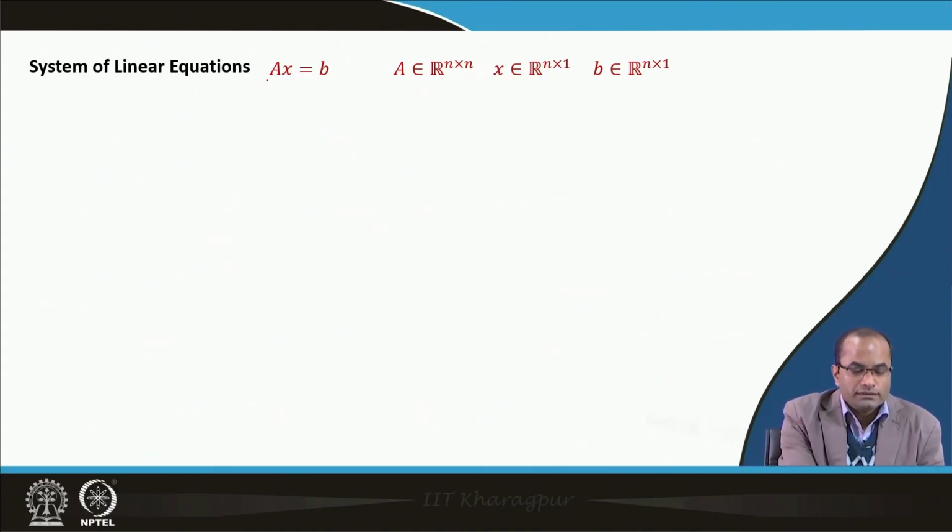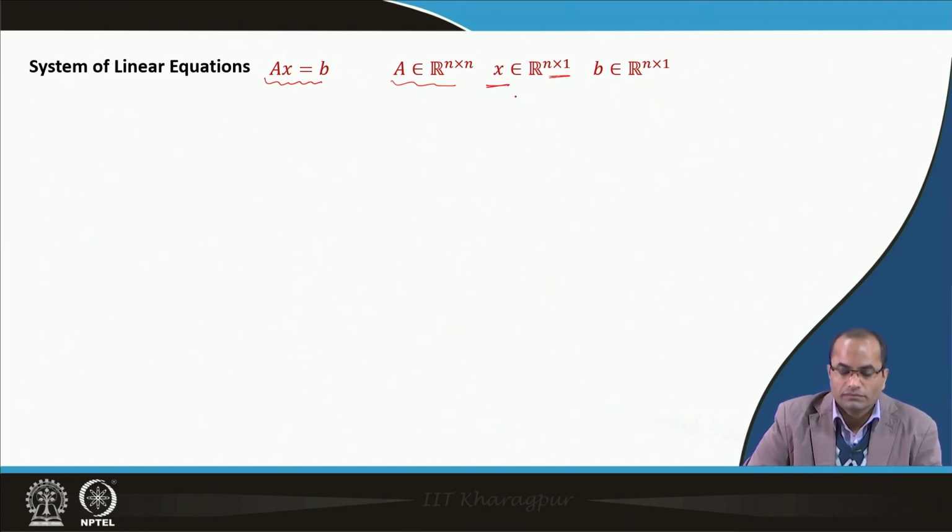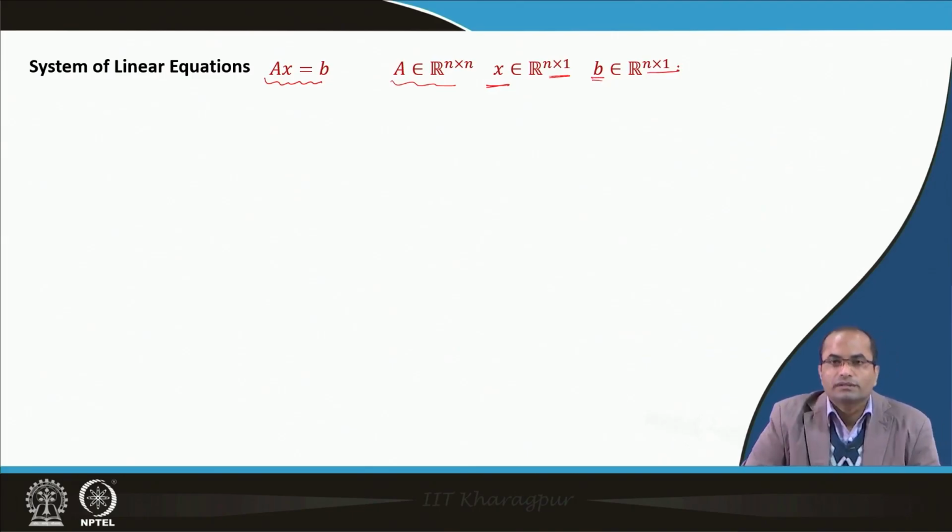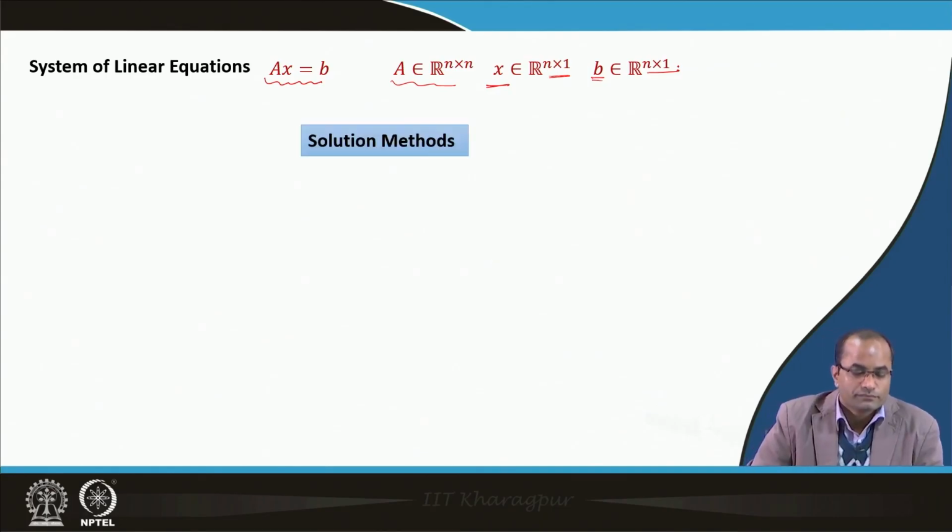So, let us discuss the solution for this system Ax = b, where A is an n cross n matrix, x is a column vector of dimension n, b is again a column vector of dimension n. So, we have n unknowns, n equations, and then we assume that the system is having a unique solution.